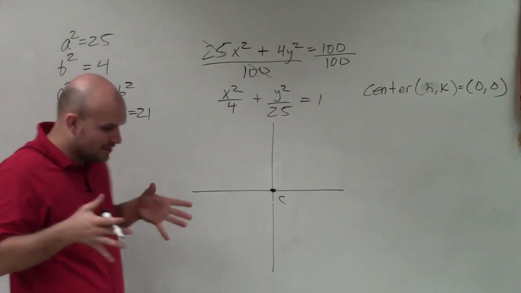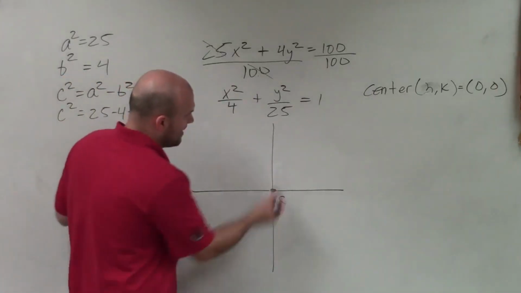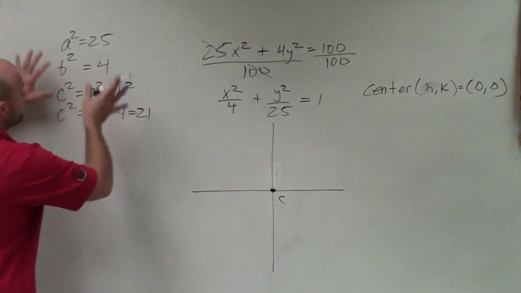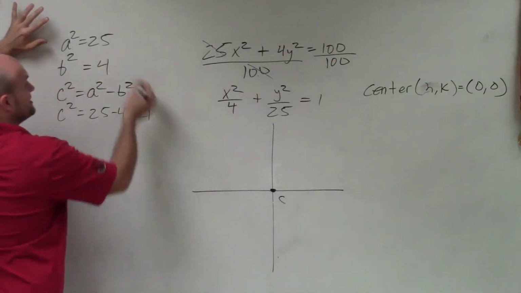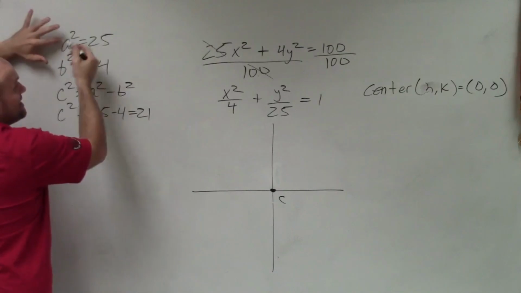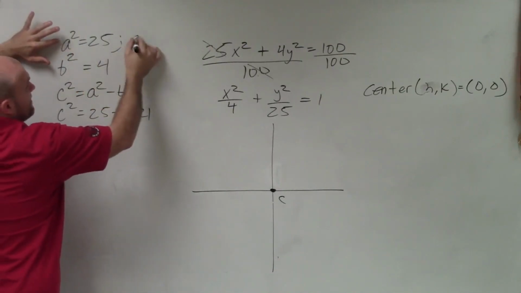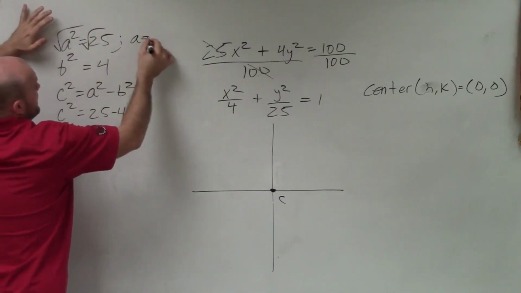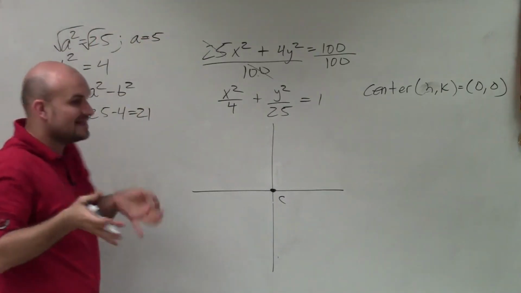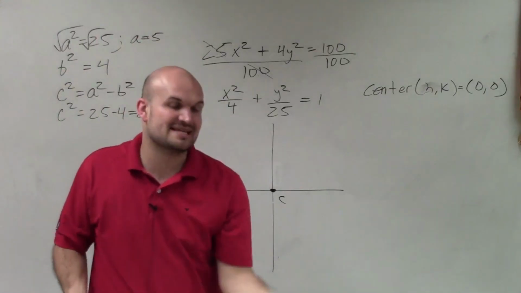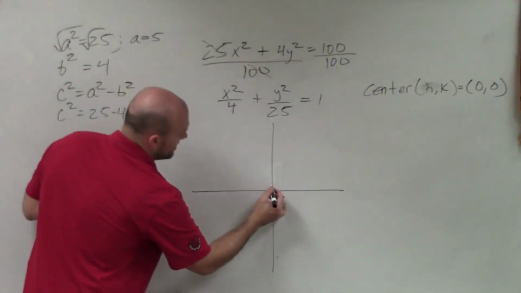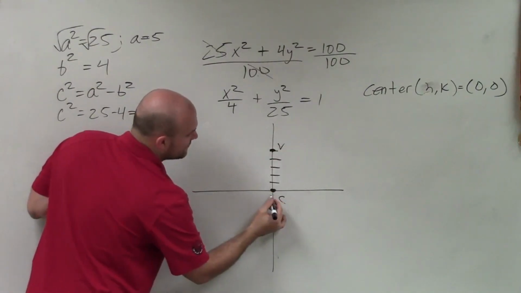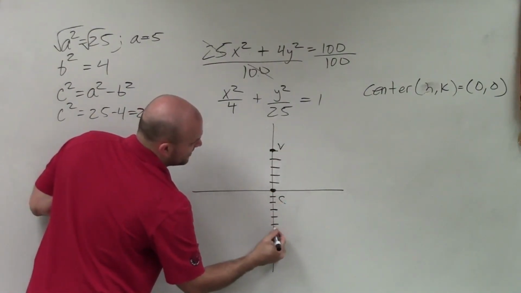Now, since I know it's vertical, it's going to be going up and down. My vertices and my foci are all going to lie on that line. Now, the distance from the center to my vertices is going to be the value of a. Well, right now, I just know what a squared is. So to find a, I take the square root of both sides, and a equals 5. That's an absolute distance from the center to the vertices. So I'm going to go up 5, 1, 2, 3, 4, 5. That's one vertex, and then down 5, 1, 2, 3, 4, 5.